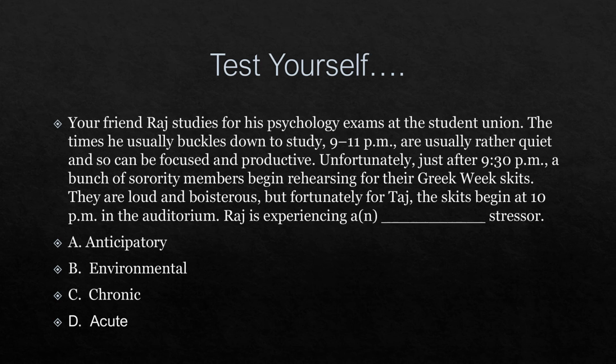So if you're not sure, go back and take a look at your notes. If you think you know the answer, let's see if you're right. The correct answer is acute. That's that short-term stressor. Now, if it continued for a long period of time, let's say that everywhere that Raj goes on campus, regularly there's a lot of noise and this continues, then it would become a chronic stressor. If he was worried about going to the student union and worried about whether or not he would be able to study, then that is an anticipatory stressor.